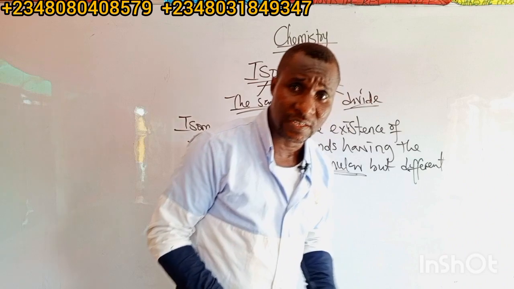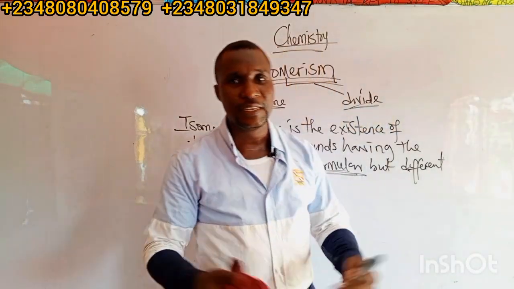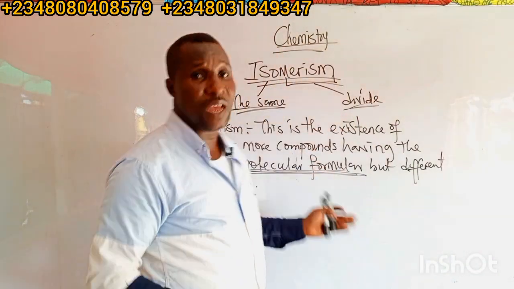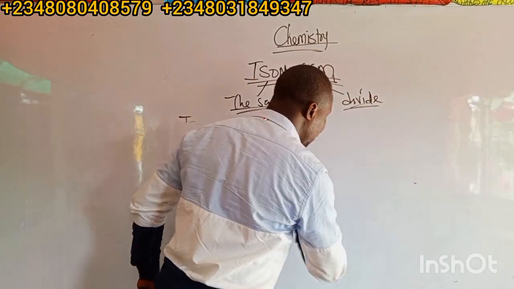Let us look at the types of isomerism, because we have a lot of questions from JAMB. Questions on it came out in 2006, 2010, 2016, 2018, 2019. You will see questions on isomerism and types of isomerism. Let us move to types of isomerism.